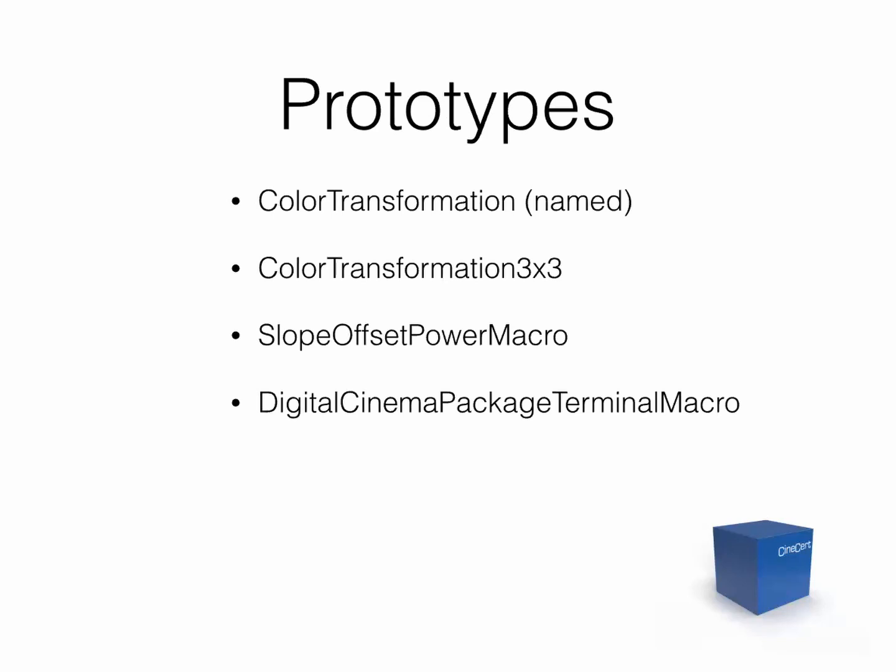So I've got some prototype macros I'm working on. In addition to the color transformation stuff, I've implemented a CDL style slope offset power operator. And of course, I have this digital cinema package terminal macro implementation.